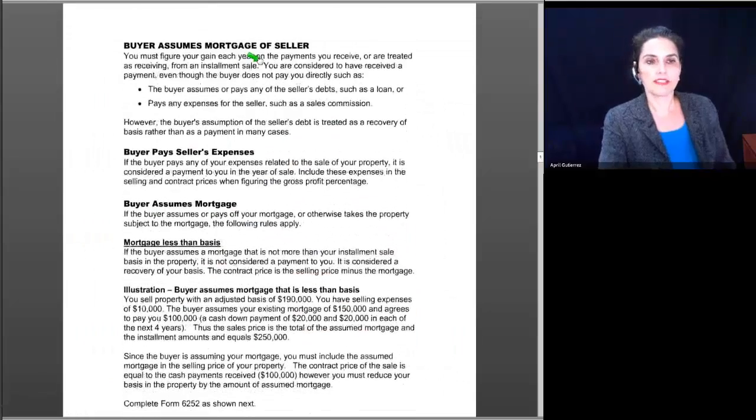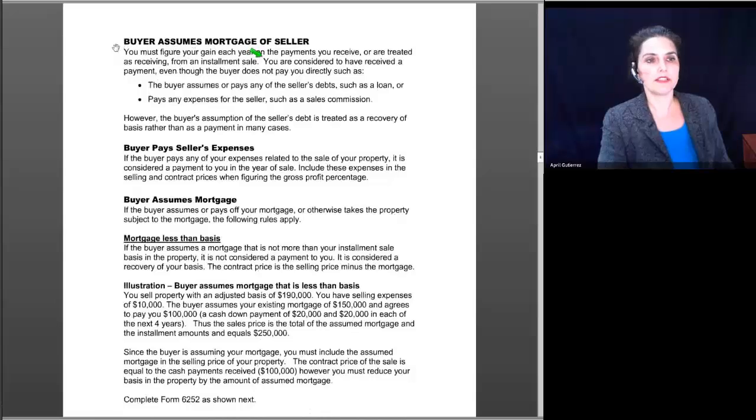Let's move on to the next topic of the day, which is the buyer assumes a mortgage of the seller. Because there's space for that you saw on the 6252 and what happens when that happens.